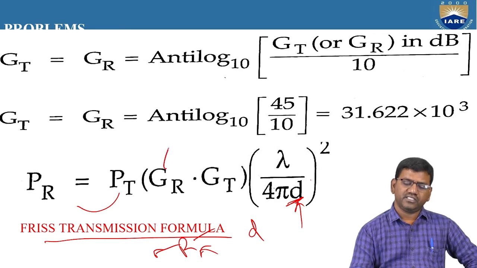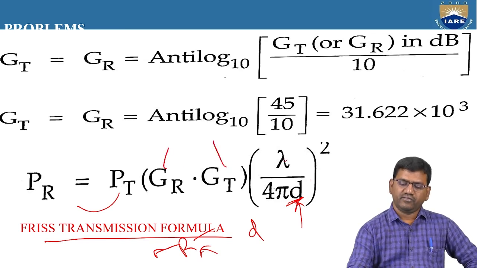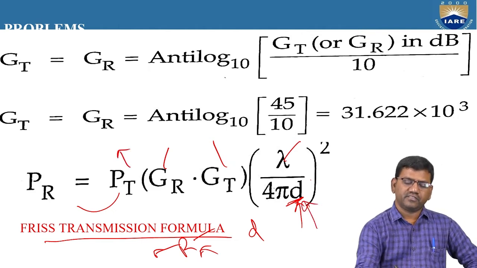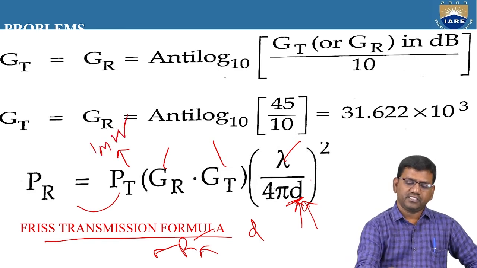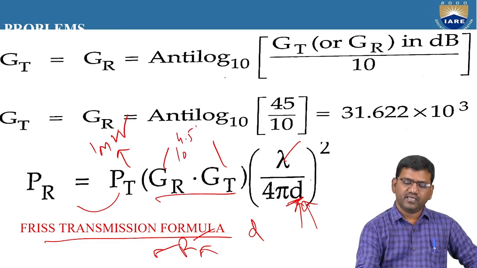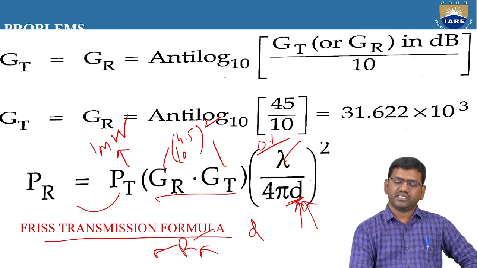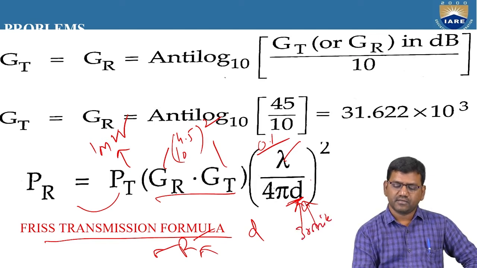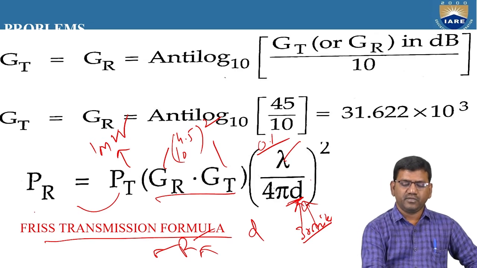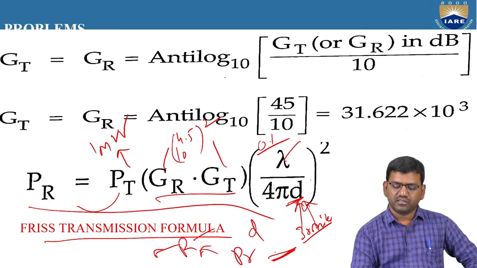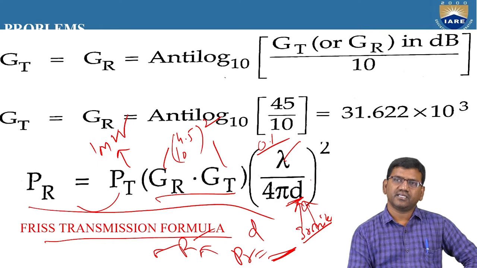So we know the value of GR, we know the value of GT, we know the value of lambda, the value of D is given, and the transmitting power is given as 1 milliwatt. GR into GT we know is 10 power 4.5. So if you multiply, 10 power 4.5 whole square, and the lambda value you are getting as 0.1, and R is the distance. What is the distance? It is given as 30 miles in the data. If you simplify, you will get the value of power received, a decimal value.